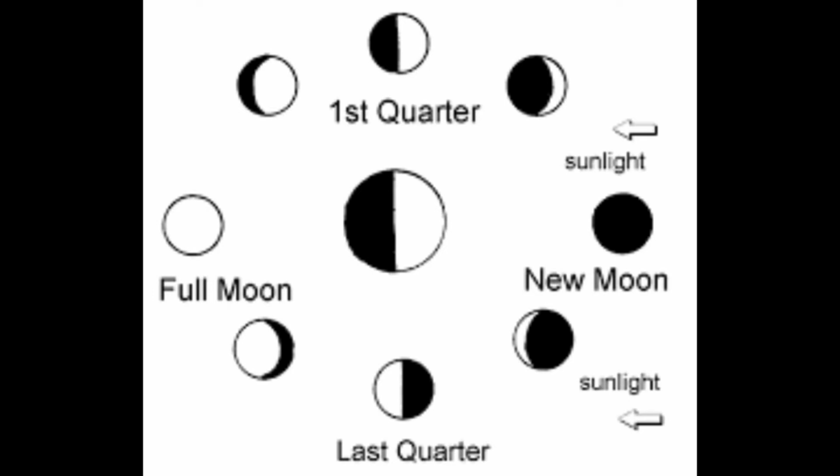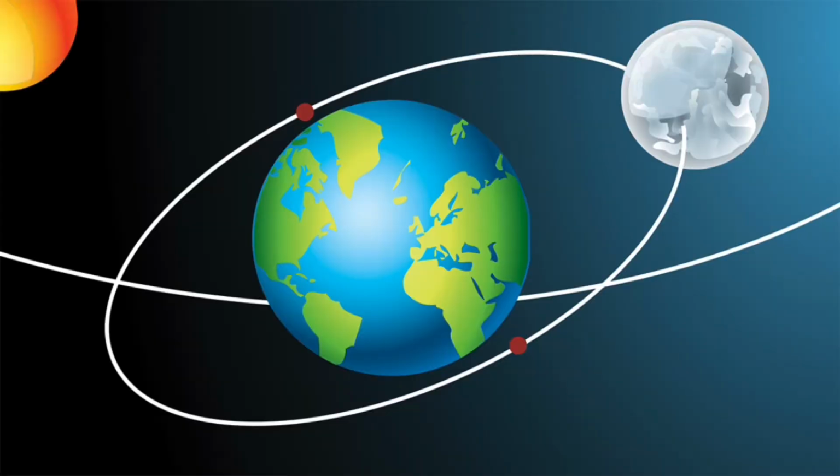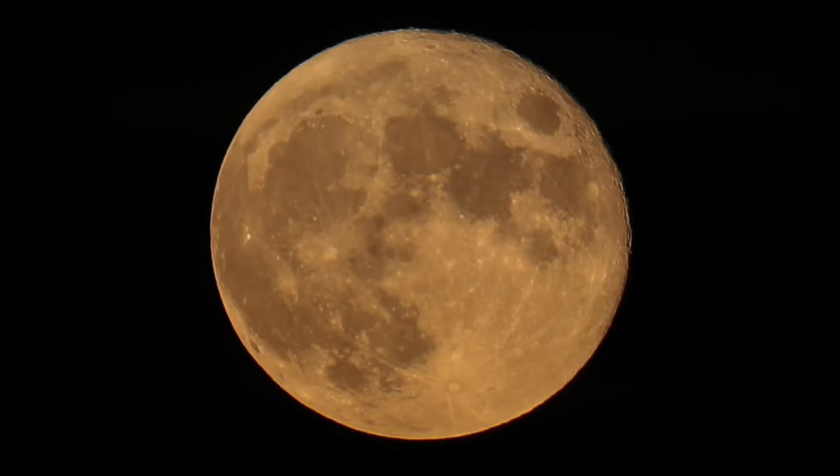But we only see a portion that's lit up. This is the phase of the moon. Around once per month, every 29.53 days to be exact, the phases of the moon make a complete cycle. As the moon circles Earth, we can only see a portion of its lit up side. When we can see 100% of the lit up side, this is a full moon. When we can't see any of the lit up side, this is called a dark moon or new moon.